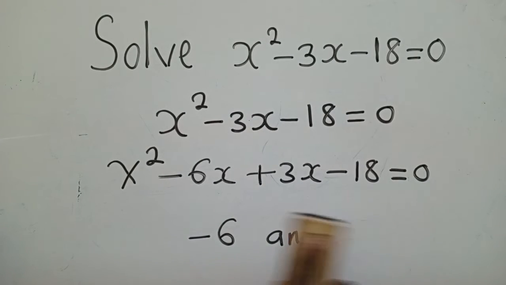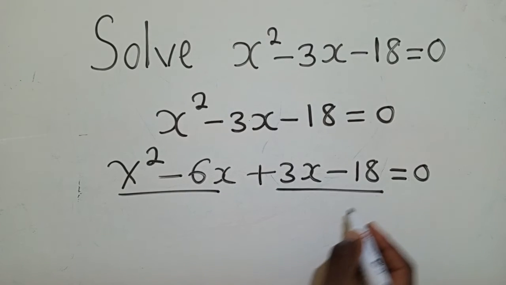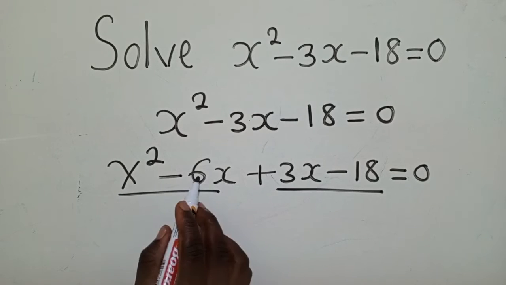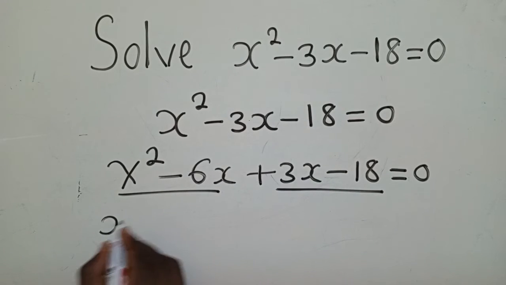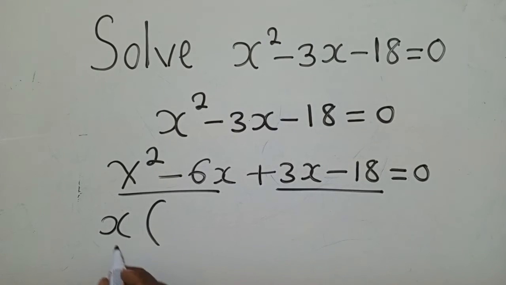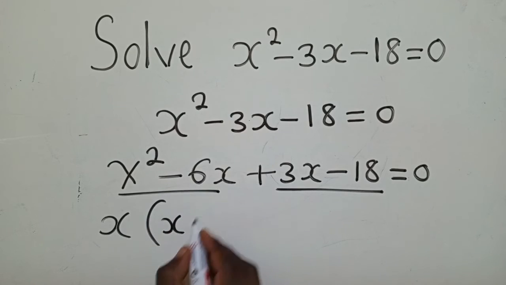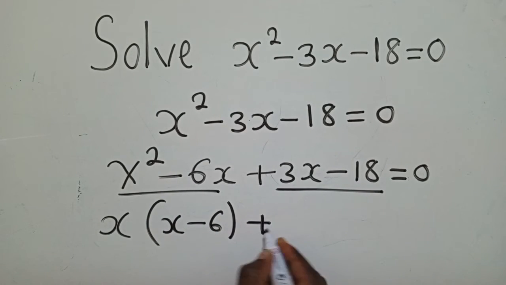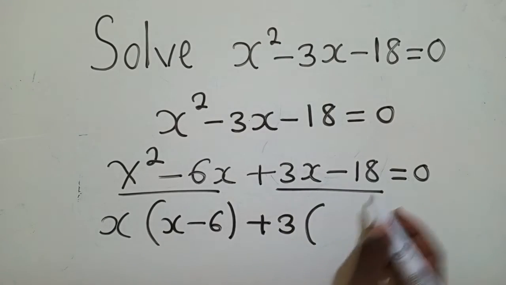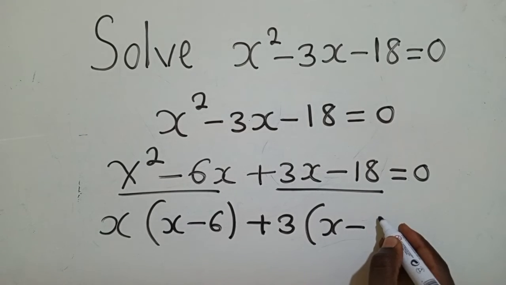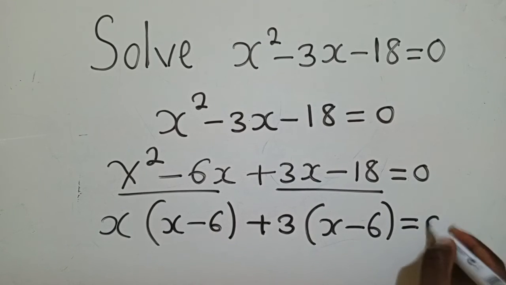When you do that, you factorize by grouping. So you're going to group these two and these two. Between these two, which term is common? There is x, it's found here, and x is also here. So write that x like this, outside the brackets. You say x into x squared, it's x. x into negative 6x, it's negative 6. Then you say plus 3 here, because 3 can go into 3x, it can also go into negative 18. We remain with x here, and 3 into negative 18 is negative 6, which is equal to 0.